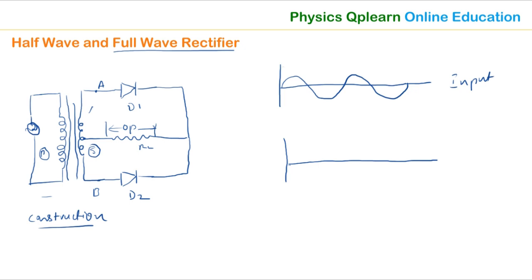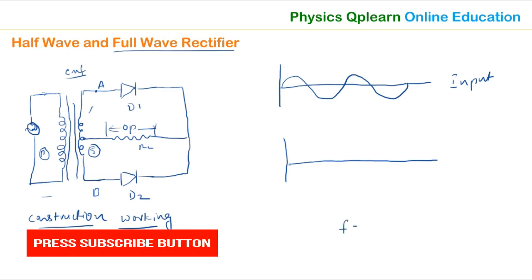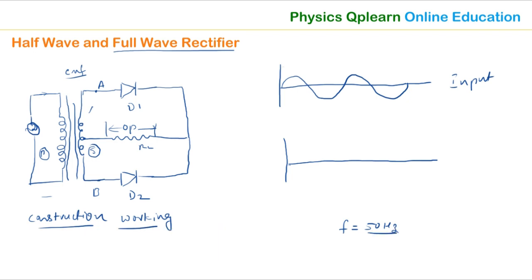Then we go to the working. How does it work? First point: when AC current is supplied through the primary coil of the transformer, immediately an EMF is induced in the secondary coil. When EMF is induced, current is produced. That AC current is 50 Hertz, so 50 cycles form in 1 second. First I take the positive cycle, then the negative cycle, and again the positive cycle, and again the negative cycle.